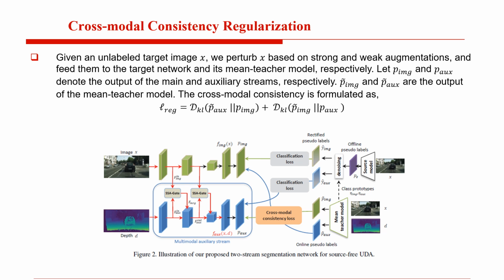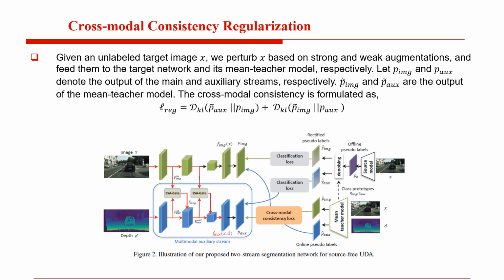The figure below shows the architecture of our proposed framework. Our method consists of two major components: the cross-modal consistency regularization and the dual-head pseudo-label denoising. Given an unlabeled target image X, we perturb it based on strong and weak augmentations and feed them to the target network and its mean teacher model respectively.